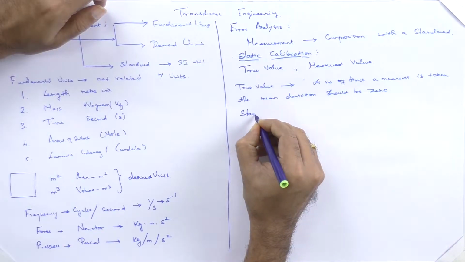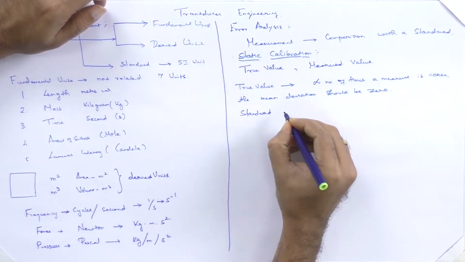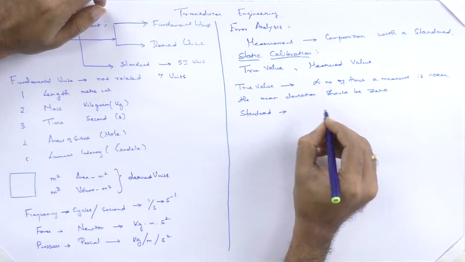Hence obtaining a true value is not possible in reality, so it's impossible to get a true value. So we need a standard. We are taking a standard for this. What is a standard? A measurement standard is a reliable source of information taken from an instrument that is calibrated against a standard instrument.